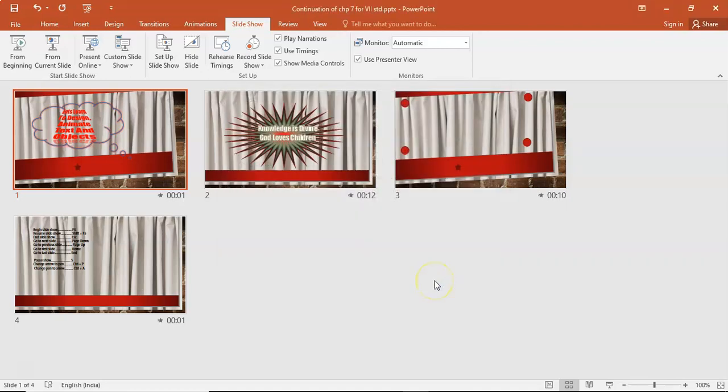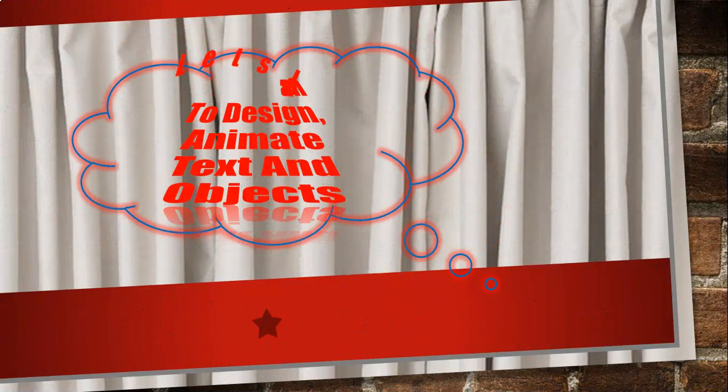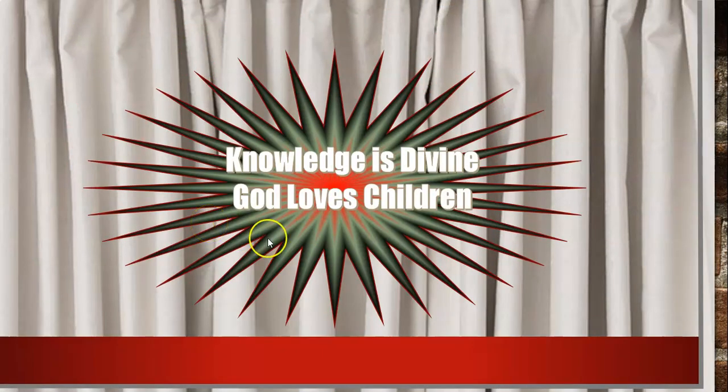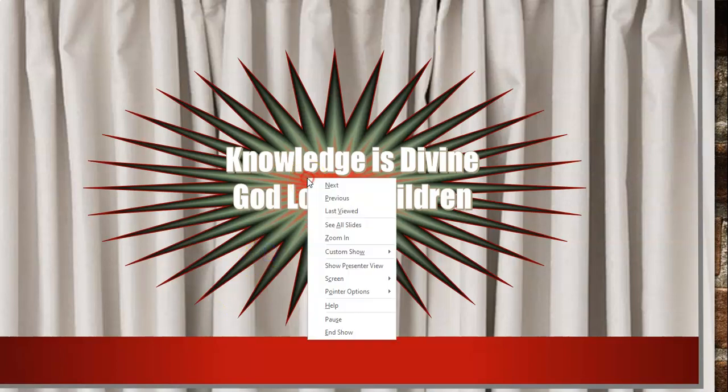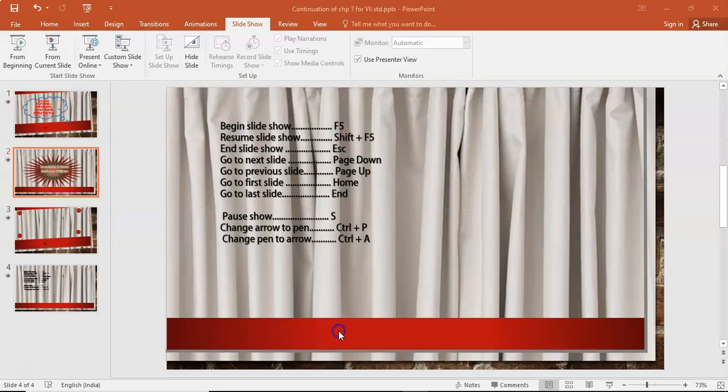And then when I press F5, children, my show starts. When I press S, the show stops. You see? Shift F5 again to resume the show. Okay. So I press the Shift and F5 keys and press the space bar to continue. Okay. So this is how I can continue. If I want to end the show, I can right click and end it.